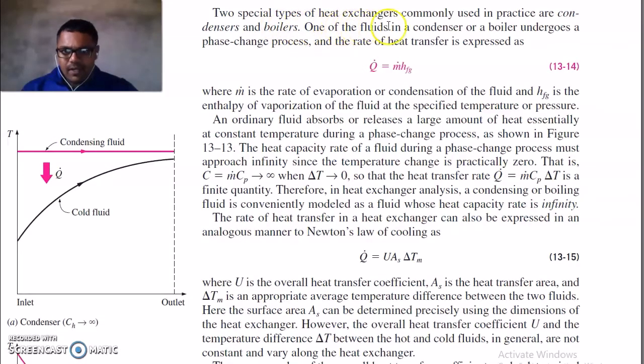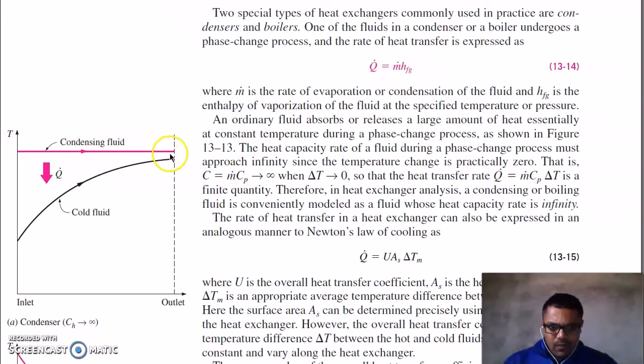Two special types of heat exchanger commonly used in practice are condensers and boilers. One of the fluids in a condenser or boiler undergoes a phase change process, and the rate of heat transfer in this case is equal to m dot h_fg. This is the condensing fluid, and this is the cold fluid which is used to take the heat from the condensing fluid. During condensation, this much heat is released by this fluid, but you can see the temperature of this condensing fluid won't decrease, it remains constant. So during a phase change process, temperature remains constant.